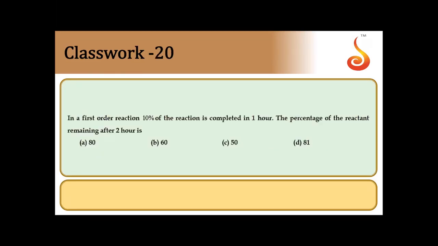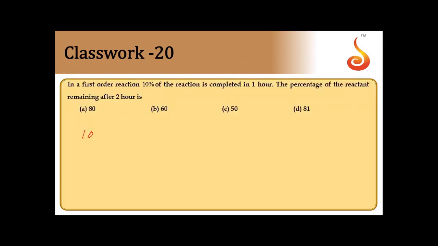Then the 28th one. In first order kinetics, 10% of the reaction completes in 1 hour. What is the percentage of reactant remaining after 2 hours? Starting with say 100 here, in the first 1 hour 10% completes. That is to say, 10% of 100 is 10. So therefore the remaining amount should be 90.